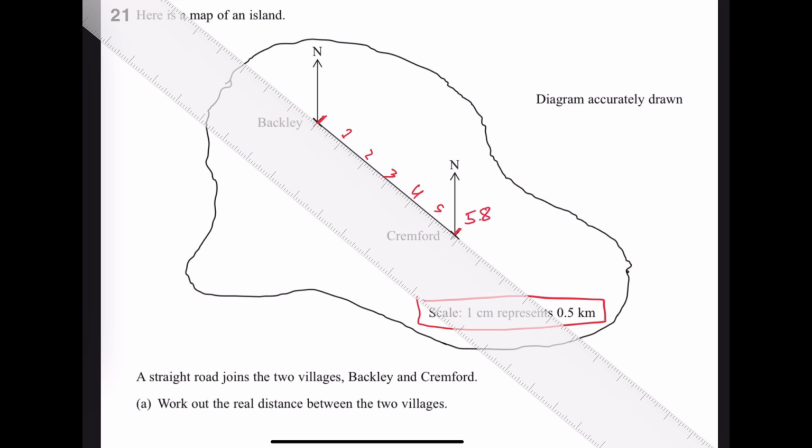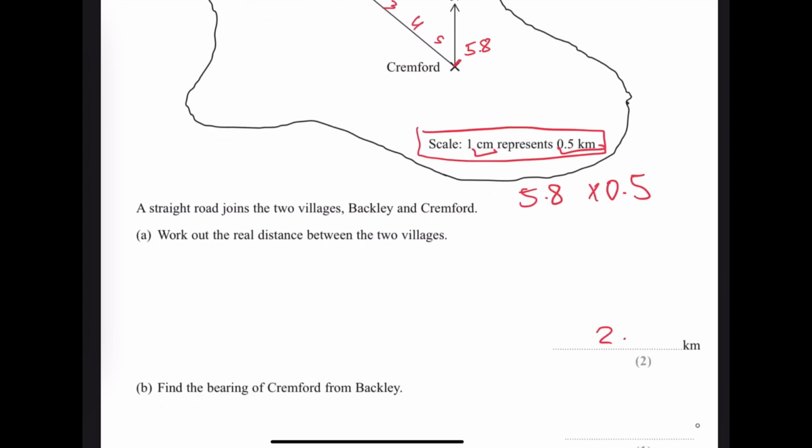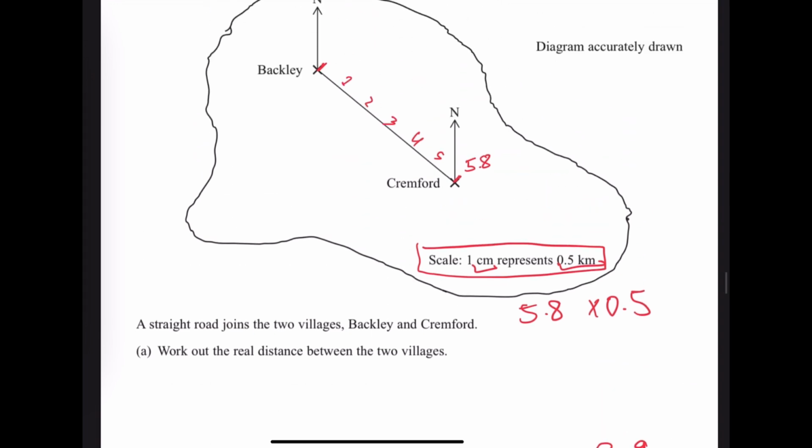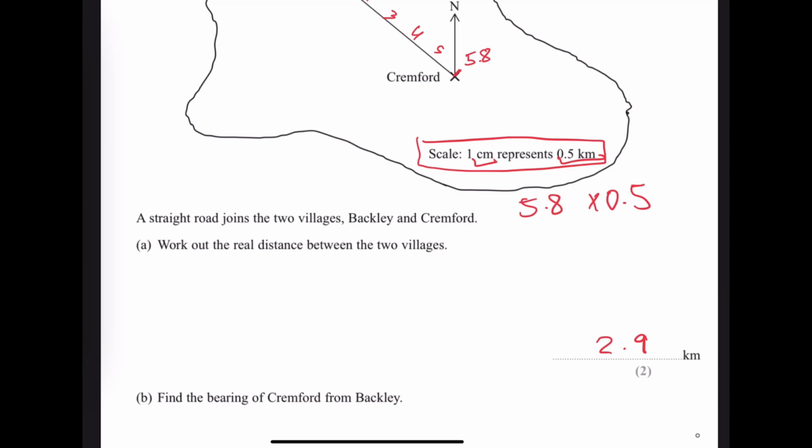centimeters. So 5.8 centimeters, and we know 1 centimeter represents 0.5 kilometers. So all we're going to do is times it by 0.5, and our answer will be 2.9 kilometers. Now, of course, this is going to be different for everyone because it depends on the ruler that you have and how big the paper is. So over here, it might not be the same. If you do it on paper, it should be around 2.75.